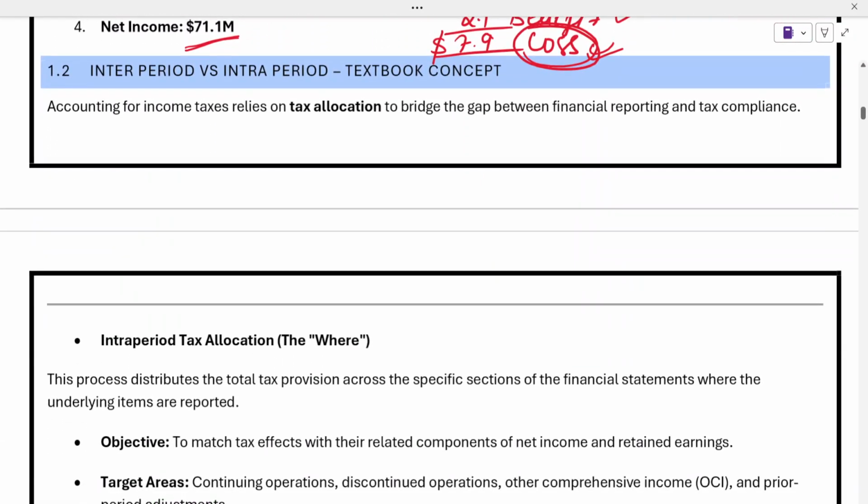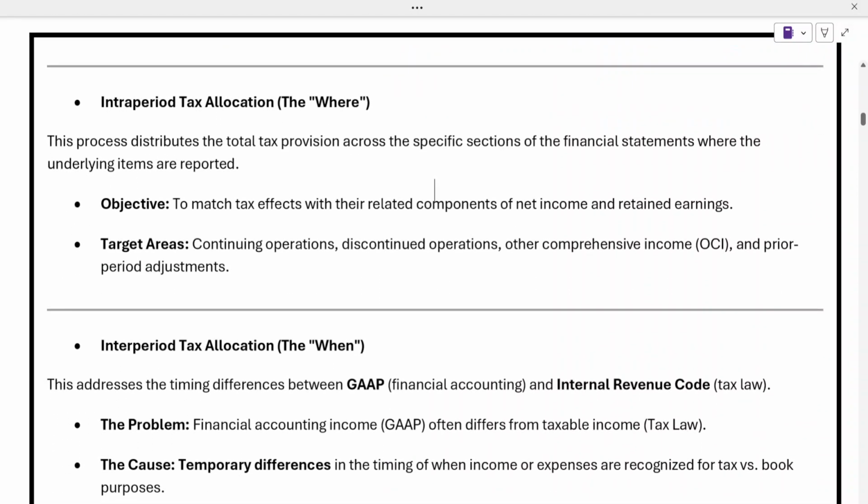Now let's quickly see the textbook concept, what the textbook says. The textbook simply says that accounting for income taxes relies on tax allocation to bridge the gap between financial reporting and tax compliance. There is a difference between financial reporting and tax compliance, as you know. Now what is intra-period tax allocation? This process distributes the total tax provision across specific sections of the financial statement where the underlying items are reported. Simply, it matches the tax effect with related components of net income and retained earnings.